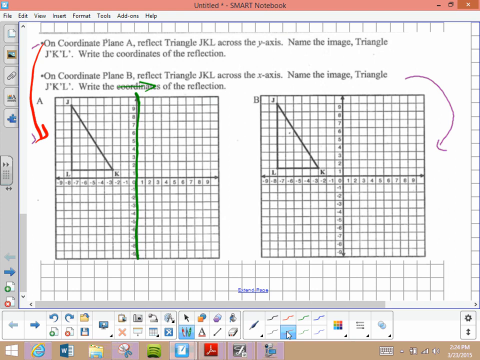So for these, if you're reflecting, just count the distance from the axis to the point, right? 1, 2, 3. So it must be 3 over here too. That's K prime. This is 8, so it must be 8 over here. This is L prime. And this is 8 as well. So it should be right here. J prime. And there you go. Now you have your new triangle.